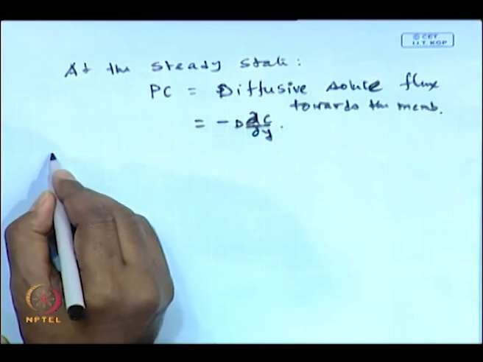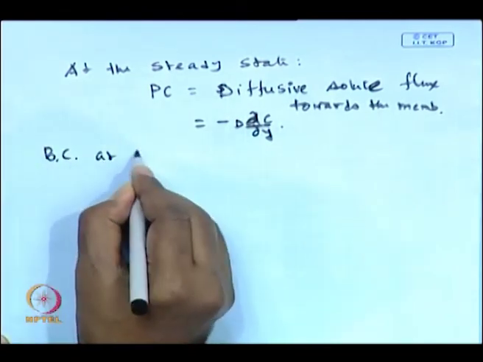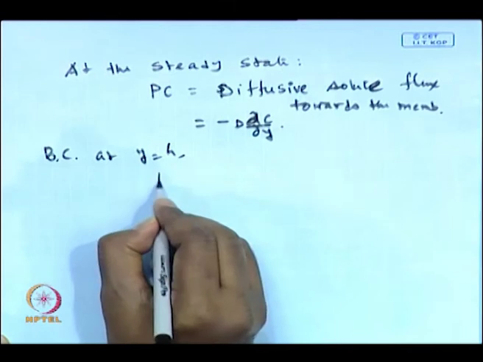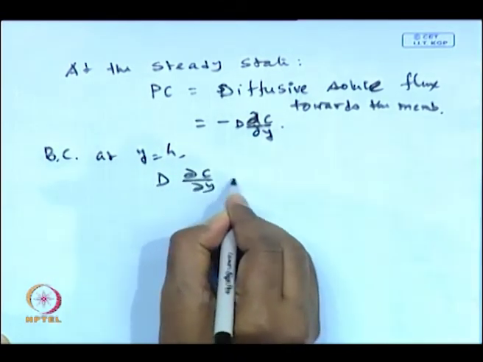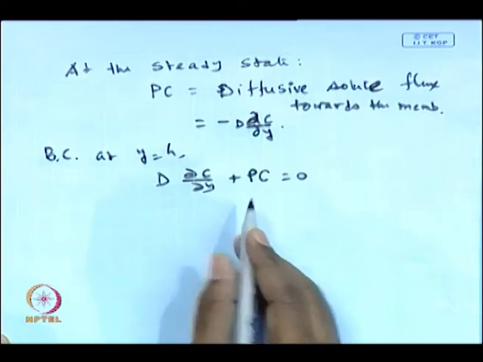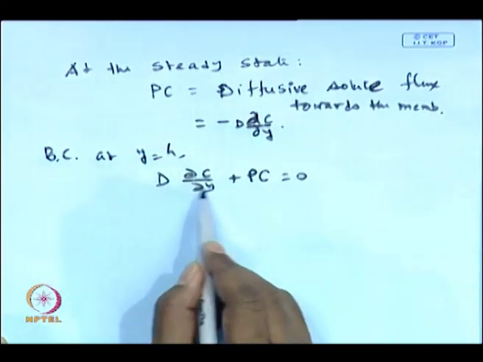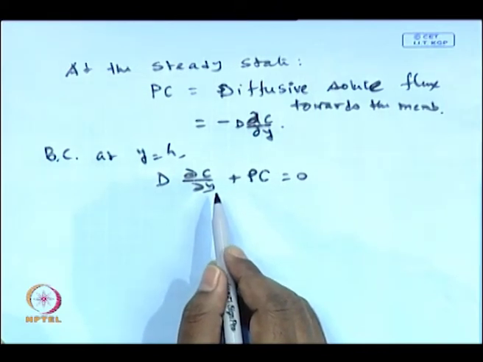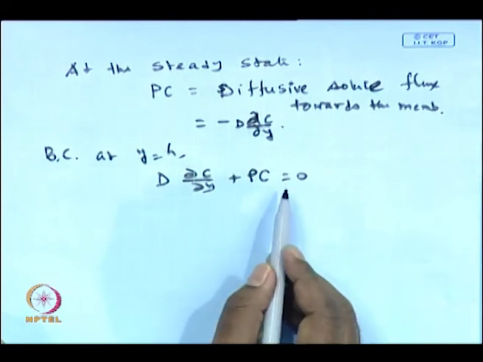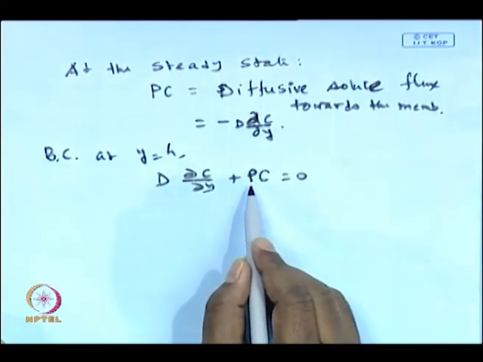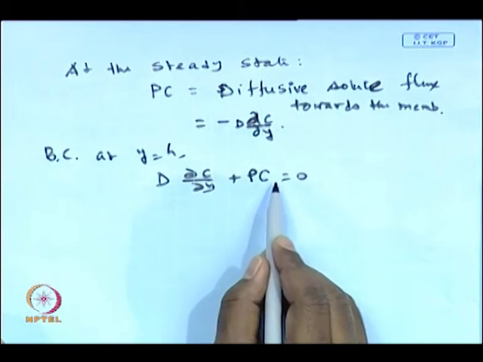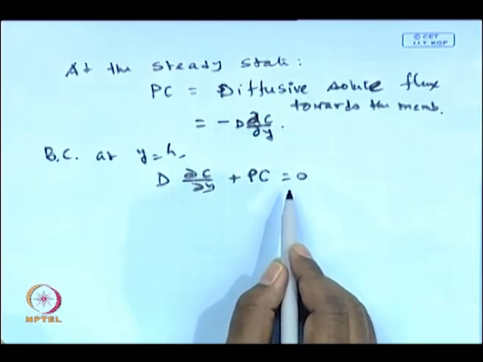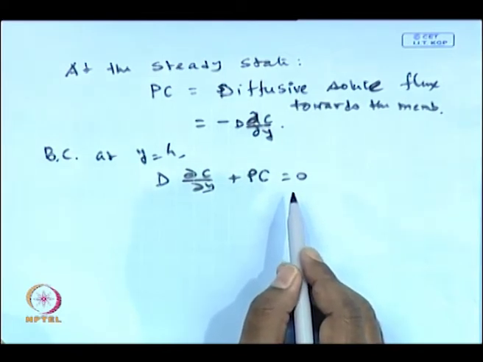Solute permeability P is a known quantity for you. So the boundary condition at y equal to h becomes D del C del y plus P C equal to 0. If you remember, this is almost the same boundary condition as the pressure driven membrane separation processes like reverse osmosis, ultrafiltration, etc. The only thing missing is that there we had C minus Cp, but here we will not have C minus Cd, because we are assuming Cd will be instantaneously equal to 0.